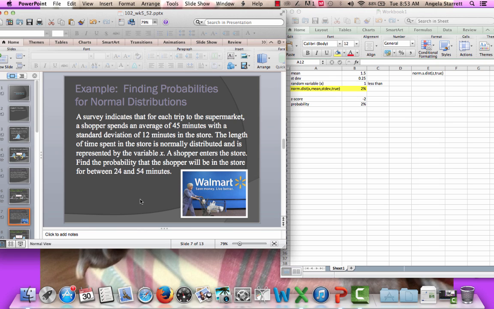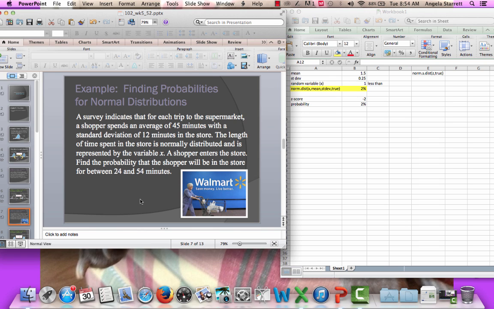All right, let's do another example. All right, a survey indicates that for each trip to the supermarket, a shopper spends on average of 45 minutes with a standard deviation of 12 minutes in the store. I don't think I've ever spent 45 minutes in a store. All right, the length of time spent in the store is normally distributed and is represented by the variable x. Okay, so there's our clue that we're dealing with something normally distributed.